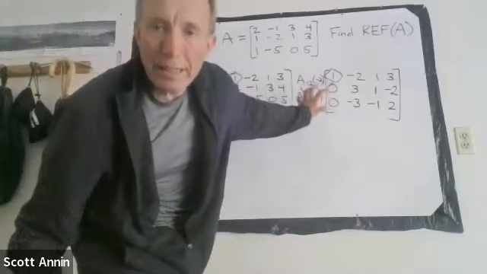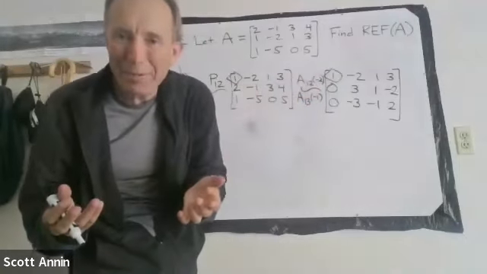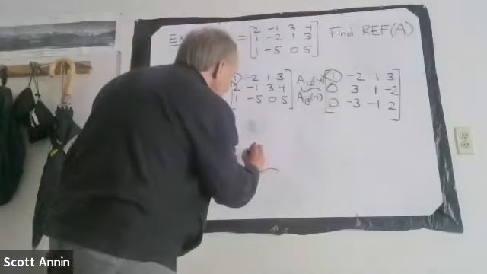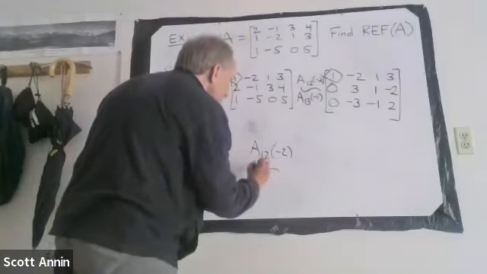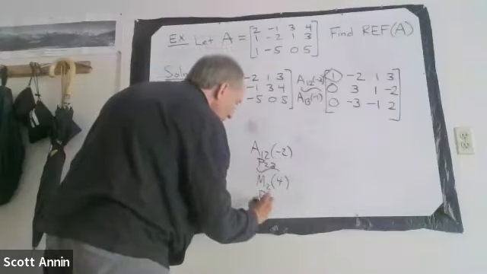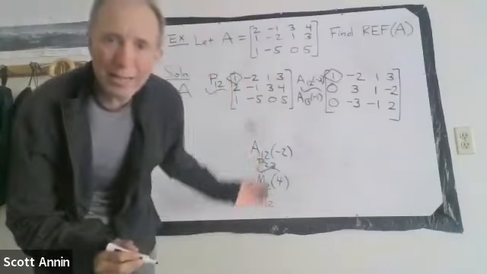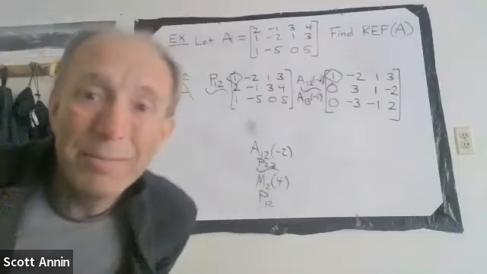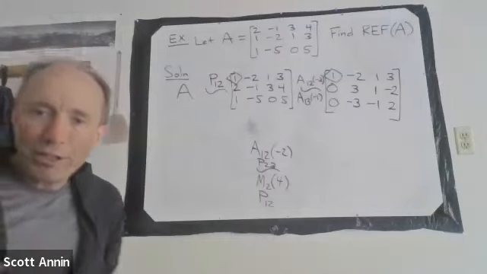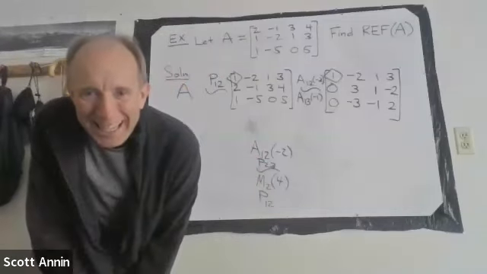Guys, this is perfectly legitimate and reasonable to do, 2 EROs kind of in one step, right? Just be a little careful not to abuse that too much. If you start doing like A12 of -2, and then I want to do P23, and then I want to do M2 of 4, and then I want to do P12, and you try to do too many of these things in one step, it will become too confusing, right?